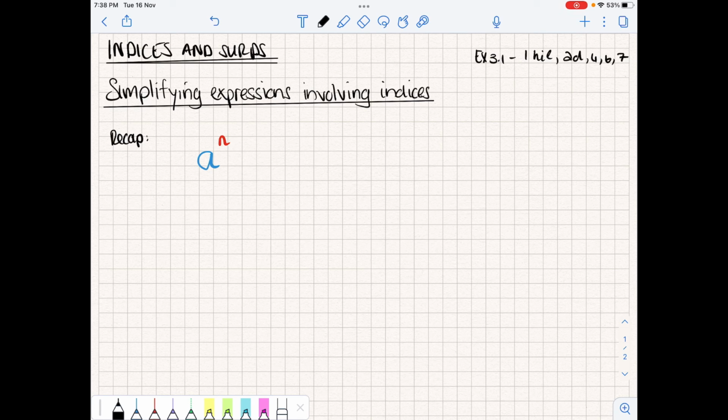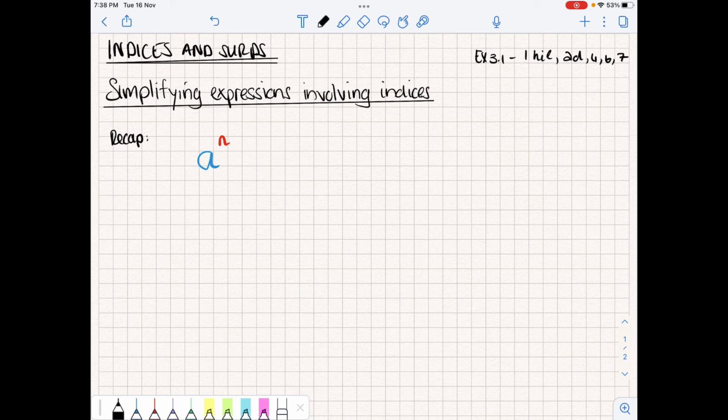Okay, today we're going to be starting a new topic. Well, not really new, but we'll be looking at indices and surds. And to start off the chapter, we're going to be just recapping something that we did at the normal IGCSE mathematics. So we're going to look today at just simplifying expressions using indices.